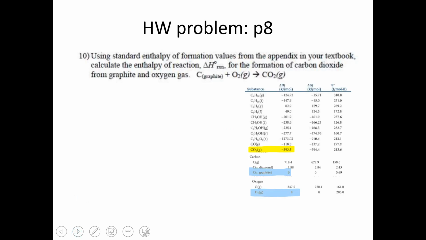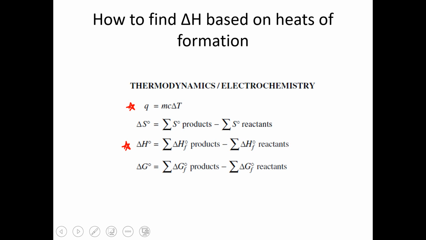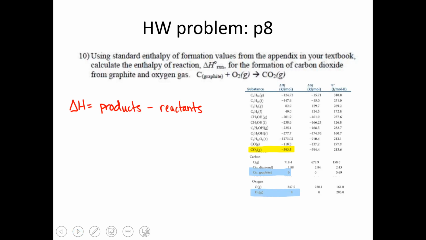So looking at a homework problem, these are from page 8. And this question says, using the heats of formation, find the delta H for the formation of carbon dioxide from graphite and oxygen gas. So my equation, it's going to be the sum of the delta H of the products minus the reactants. And again, remember, this one is not one you have to memorize. It is given on your equation sheet, so it's products minus reactants. So who are my products? It's CO2 gas. I've already highlighted it for us here, so it's negative 393.5.